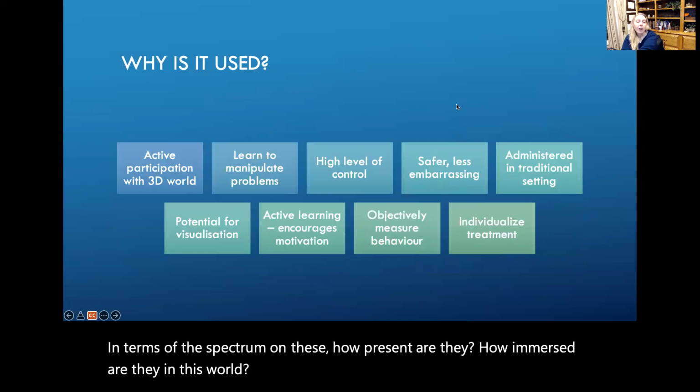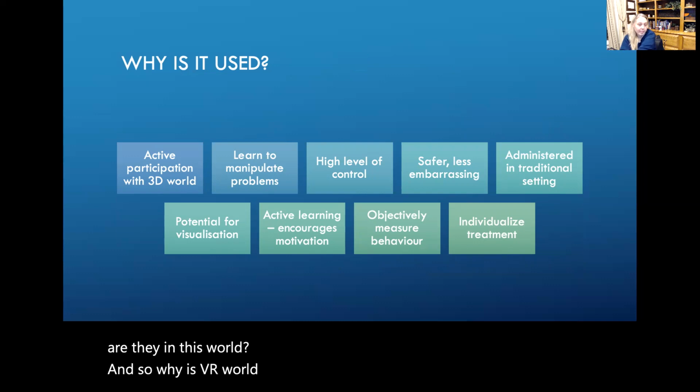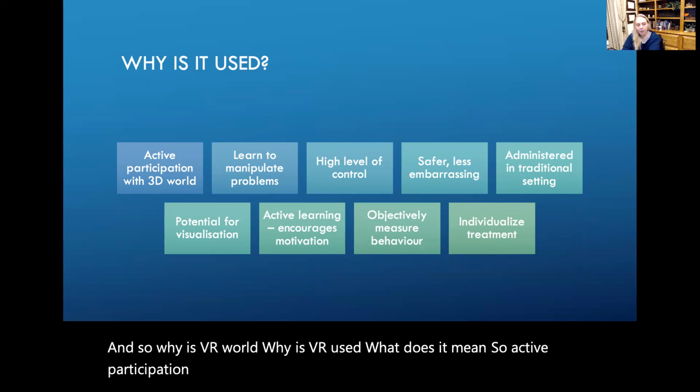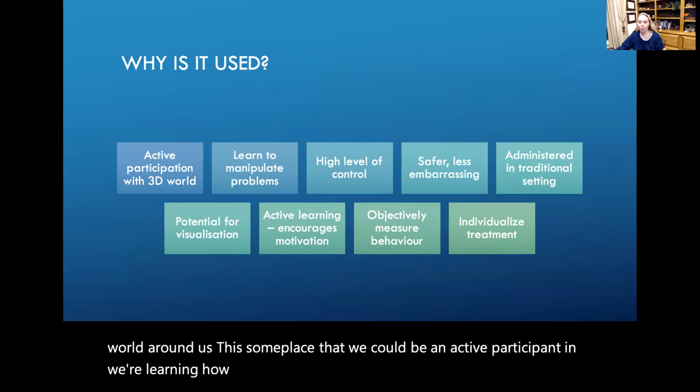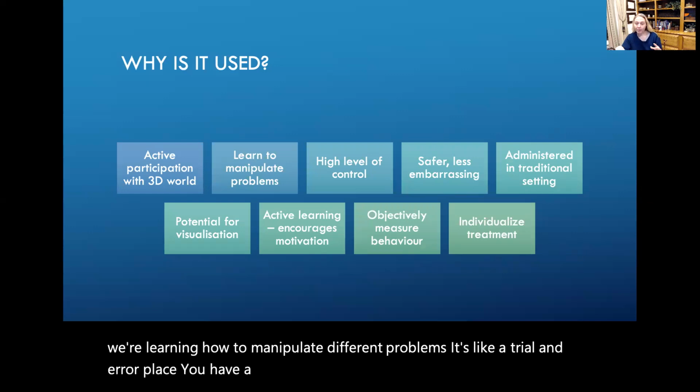And so why is VR used? What does it mean? Active participation within a 3D world. Sometimes we're just trying to understand the world around us. This is someplace that we can be an active participant in. We're learning how to manipulate different problems. It's like a trial and error place. You have a high level of control in a virtual environment.